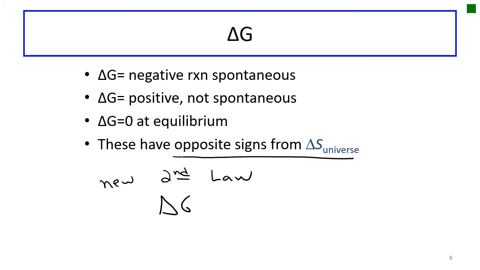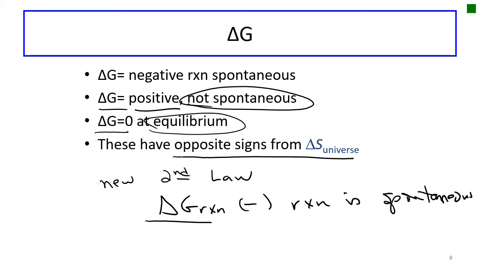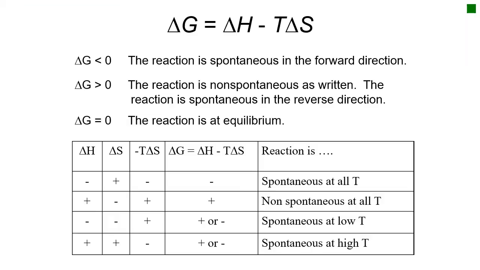tells us that if delta G for the reaction is negative, the reaction is spontaneous. If the delta G is positive, it is not spontaneous. And if it's zero, it is at equilibrium. So what are we looking for? Well, most of the time we are looking for a negative delta G for the reaction because we want a reaction to be spontaneous. So we need to consider the conditions under which delta G is going to be negative. So what we want out of this mess is we want our delta G here to have a negative value.